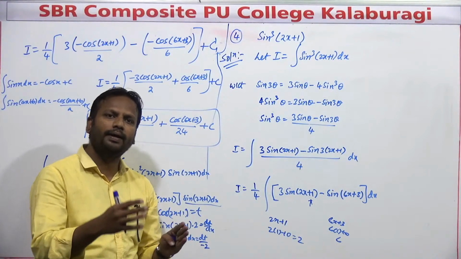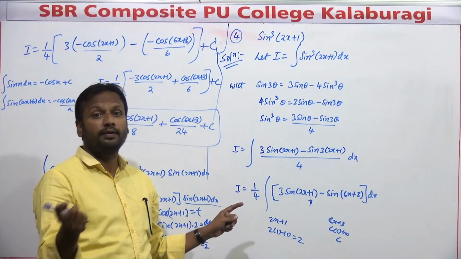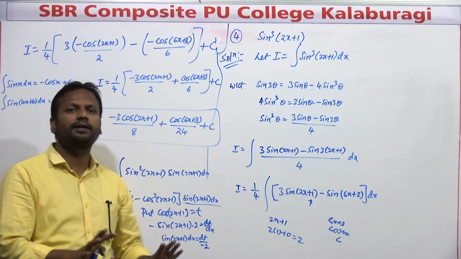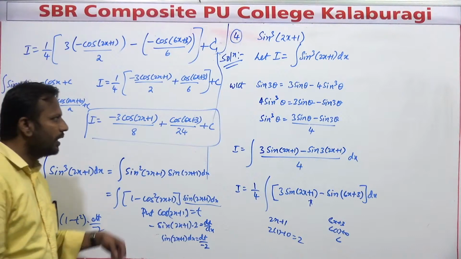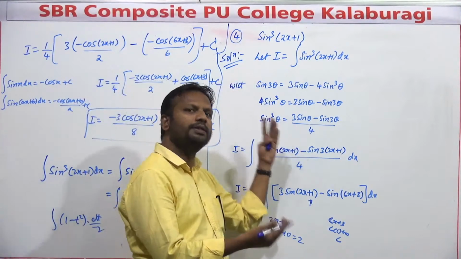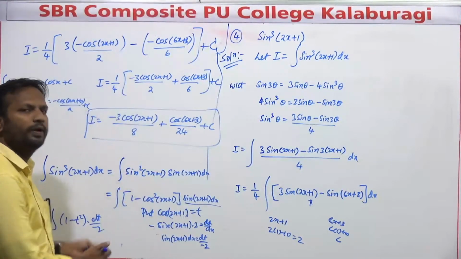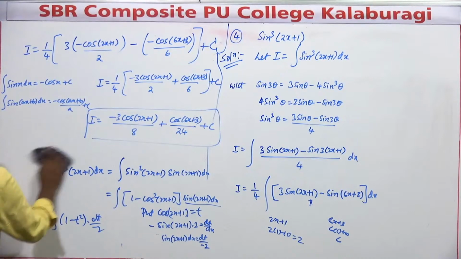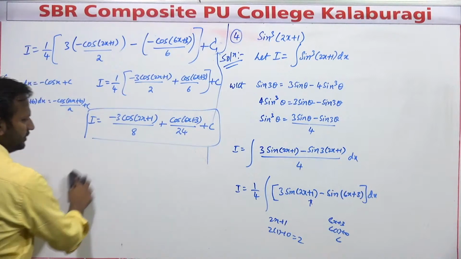In integration, you might get different answers, and all the answers are correct. If you apply different methods, you get different answers, and all of those are correct, right? But I feel that this one is a much easier method. That's why I have done it like this. You can go through this way also, right? This is the first method. You can apply another method also, a second method.